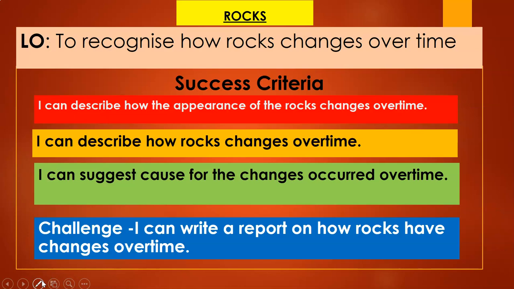Learning objective: to recognize how rocks change over time. Success criteria: I can describe how the appearance of the rock changes over time. I can describe how rocks change over time. I can suggest the cause for the changes that occurred over time. And I can write a report on how rocks have changed over time.